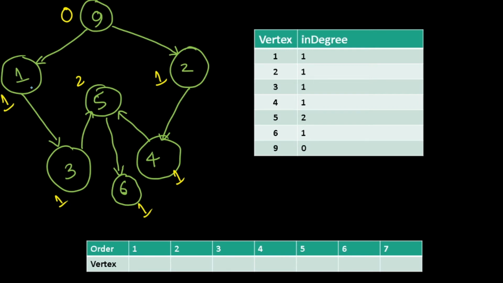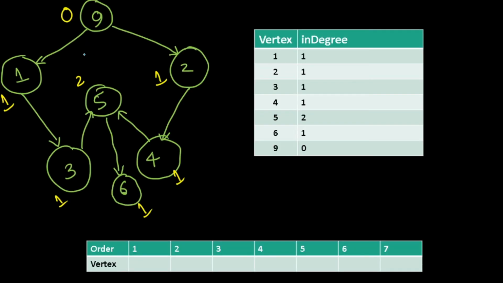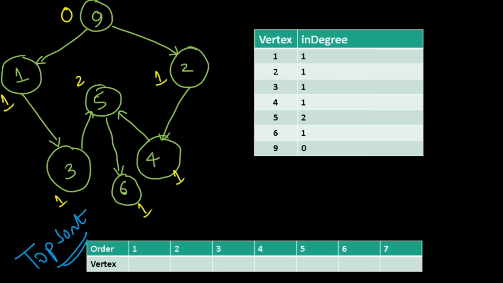So yeah, we have a directed acyclic graph here. The algorithm says record the in degree, we recorded the in degree. 9 has in degree of 0, 5 has in degree of 2, etc. All the in degrees are mapped in this table, and this is our topological sort. Okay, what does it say? Start with a vertex with 0 in degree. We start with 9 because it has 0 in degree.